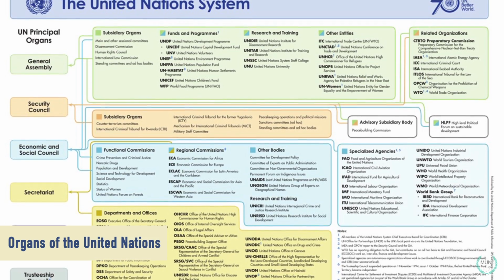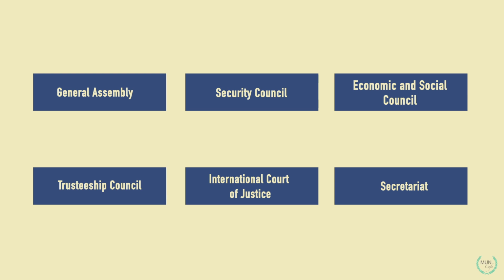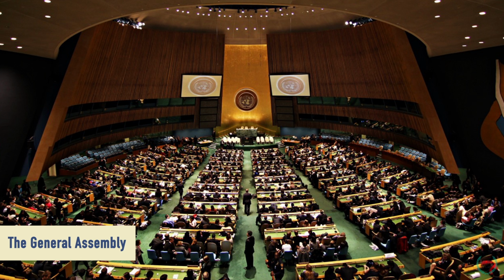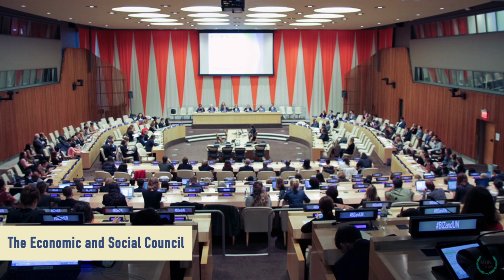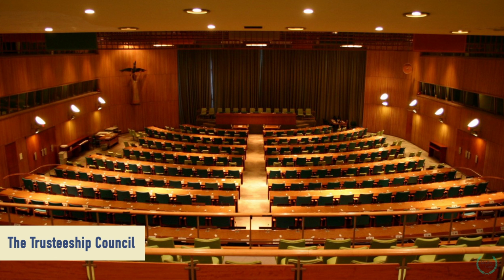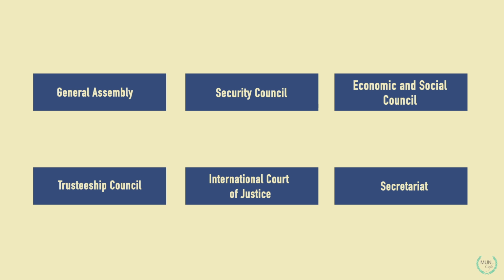The United Nations is not one singular body, but is actually composed of many different parts, which are called organs. The United Nations has 6 major organs: the General Assembly, the Security Council, the Economic and Social Council, the Trusteeship Council, the International Court of Justice, and the Secretariat. Each of these organs has a specific function and focuses on a particular set of challenges or problems.